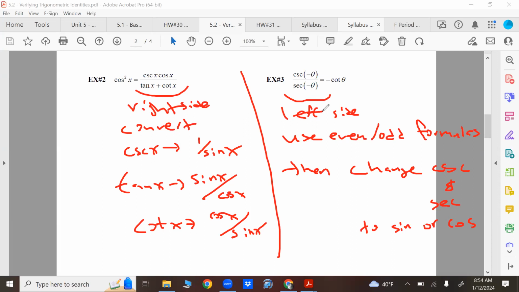Work on the right side for example 2. Work on the left side for example 3. Not yet. So what you're going to do is convert that to sine or cosine. Then combine those two fractions. Okay, I'm going to freeze the screen and start working it out, and I'll come around and help you once I have it worked out myself.